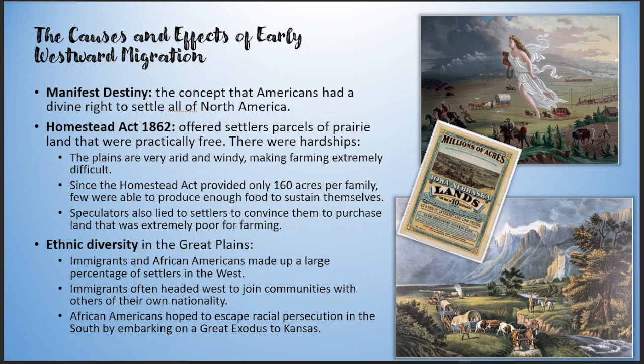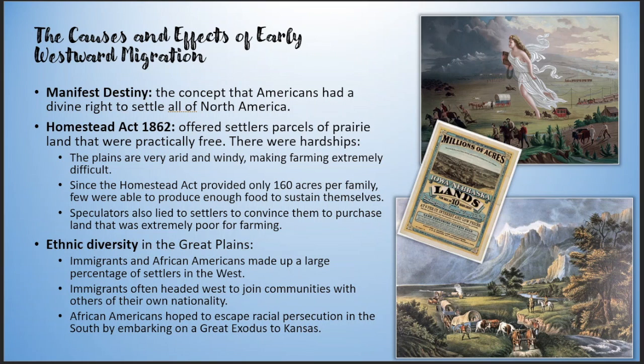But there were hardships that went along with this that made life for early settlers difficult. One is that the plains were very dry and windy, which made farming extremely difficult. So the Homestead Act only provided 160 acres of land per family, so few people were able to produce enough food to sustain themselves. And speculators also lied to settlers to convince them to purchase land that was extremely poor for farming.